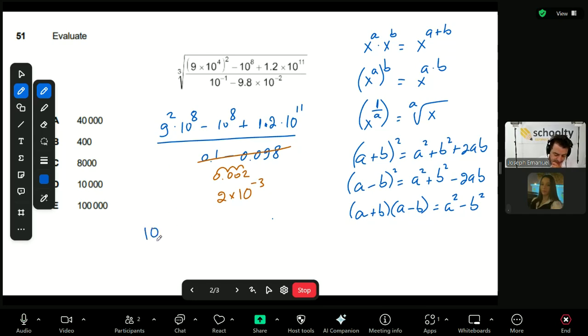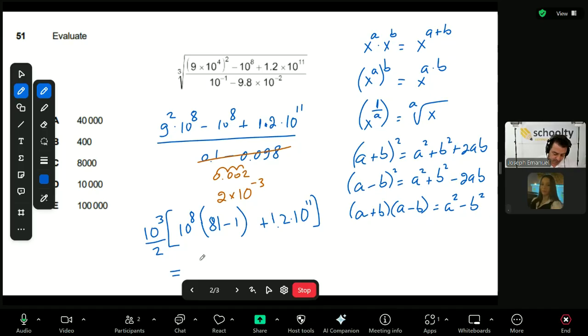So we have 10 to the power of 3 instead of minus 3. 9 squared minus 1: 9 squared is 81. Again, 10 to the power of 8 multiplied by 81 minus 1, plus 1.2, 10 to the power of 11. All this divided by 2. Let's continue. 81 minus 1 is 80.